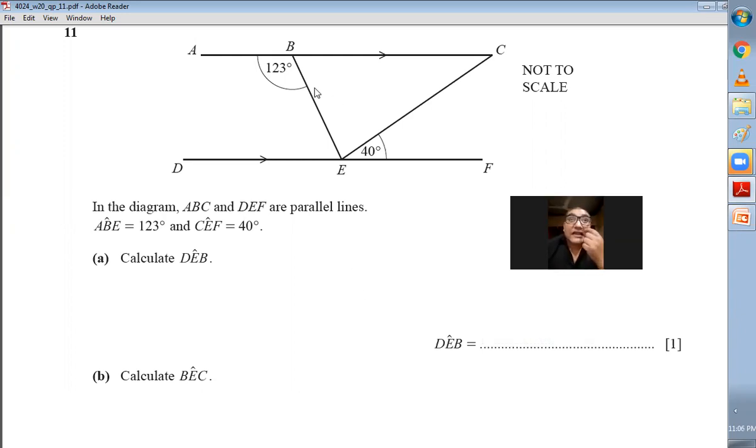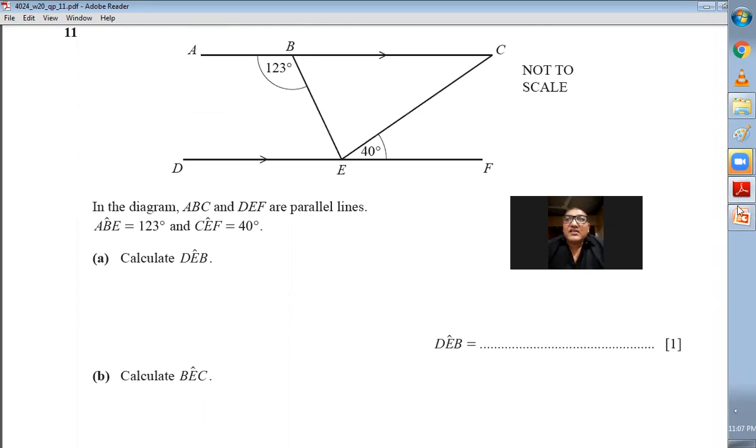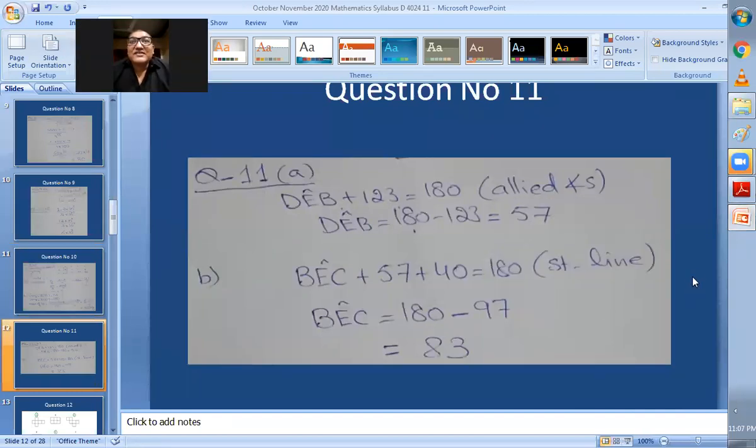And then they are asking you to find BEC. Once you know this angle, BEC is the question. It's a straight line, and these are three adjacent angles on a straight line, so their sum will be equal to 180. Very easy. So let me show you. This BEC is a 1 mark question. Let me show you how I have done this. It's a relatively simple question.